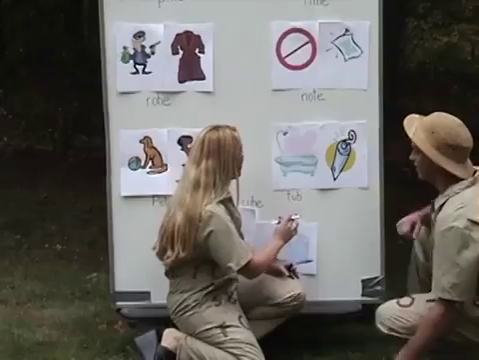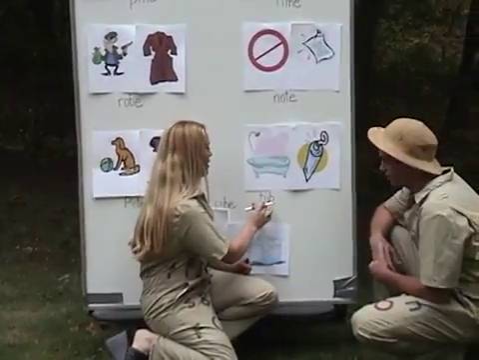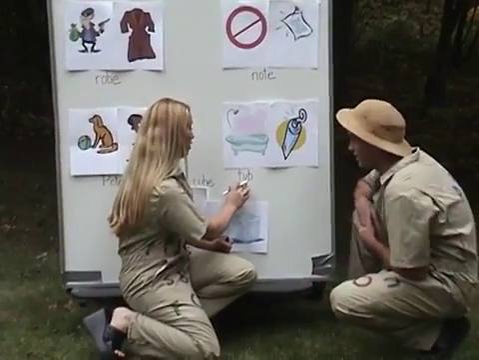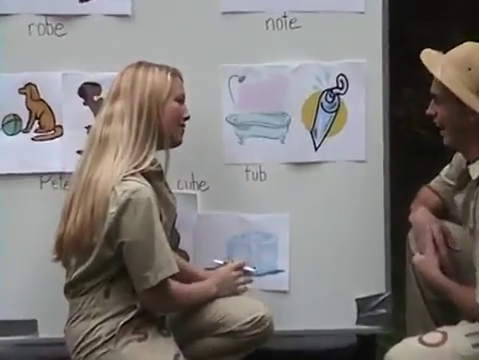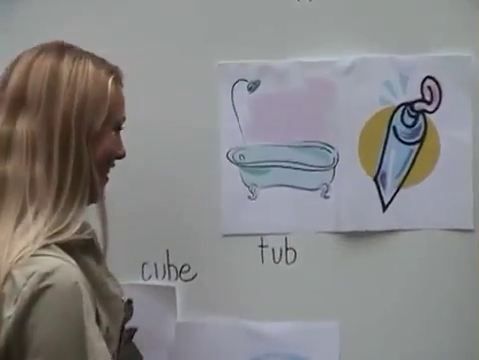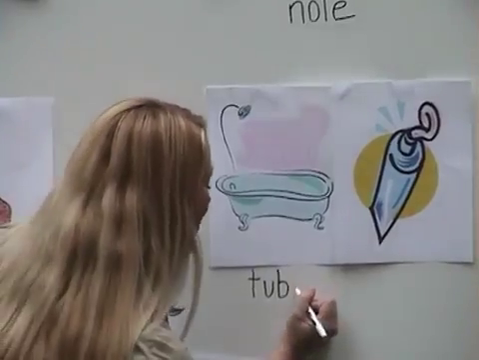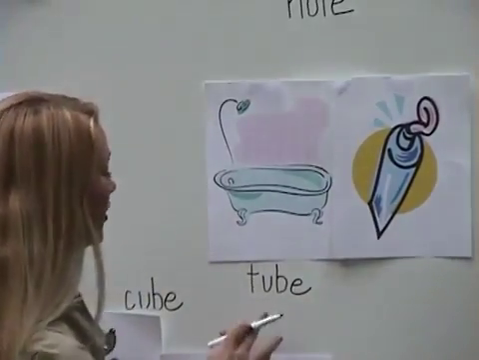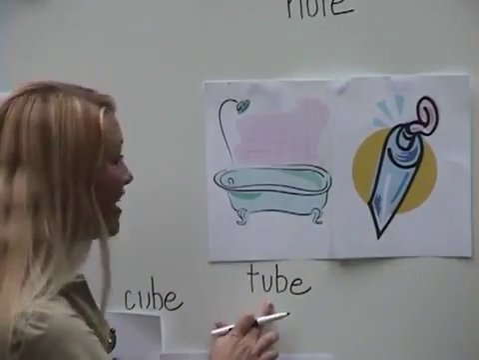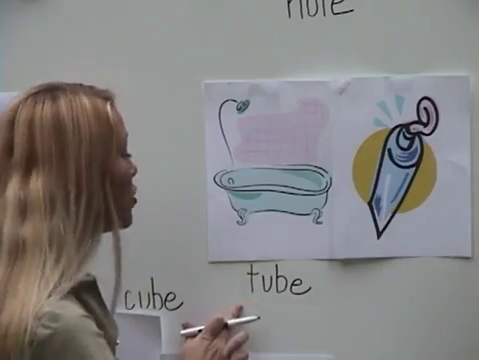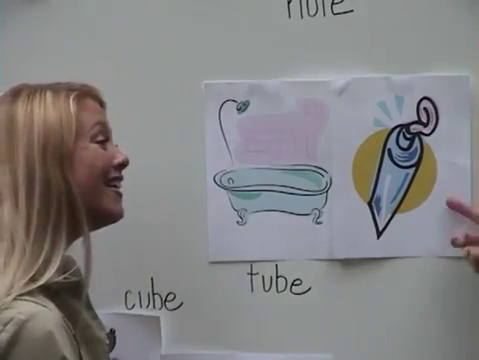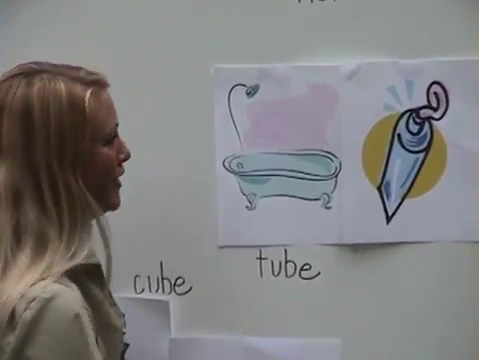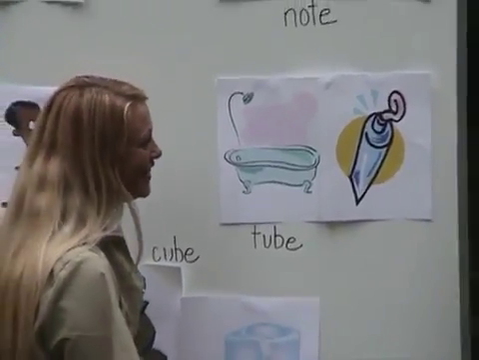Okay, and here we have another U word. This uses the short U sound, for the word tub, like a bathtub. I hate taking baths. And then we put the magic E on the end, and it turns that short U sound into a long U sound. So it makes the word tube. Oh, like a tube of toothpaste. That's right. You probably don't like to brush your teeth either, do you?